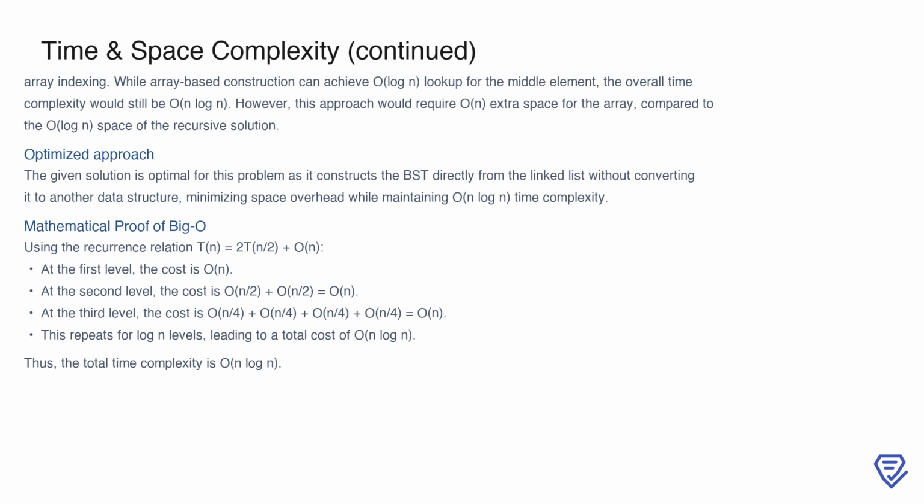At each level of recursion, the total cost is O(n), and this remains consistent for all log n levels of the recursion. Summing the costs across all levels gives us O(n log n) as the total time complexity, confirming the efficiency of our approach.